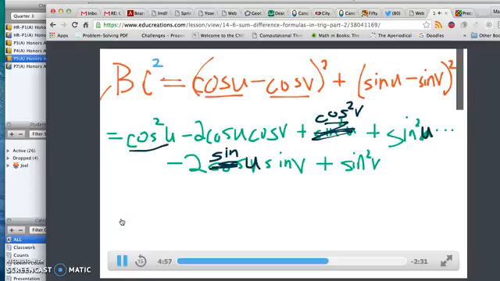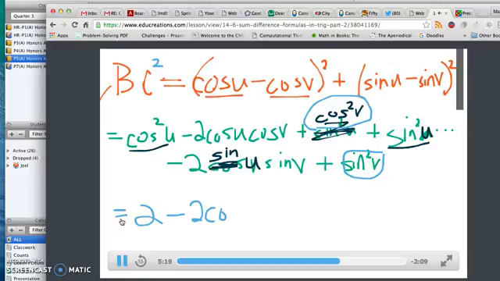So this plus this equals 1, and this plus this equals 1. So therefore, those four terms are going away, and they just add up to 2. So what we got is 2 minus 2 cos u cos v, and plus minus 2 sine u sine v. All right, remember to pause if you're struggling.